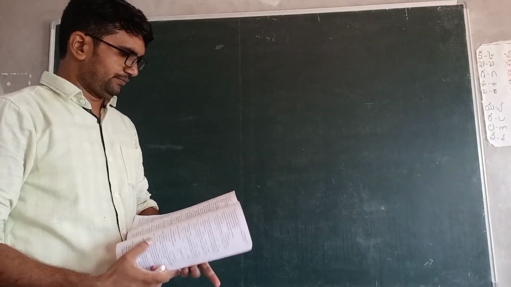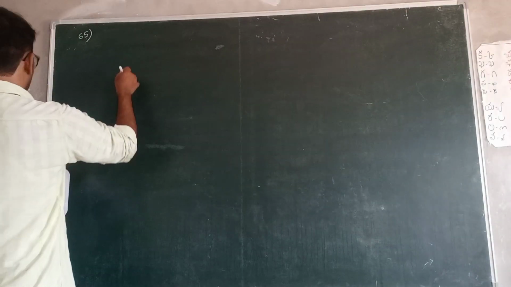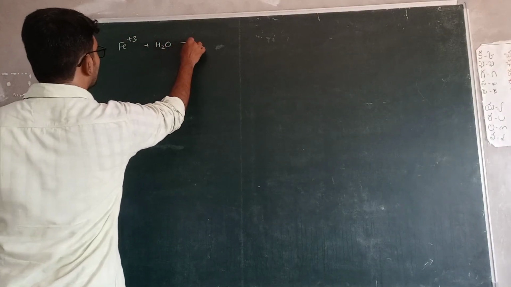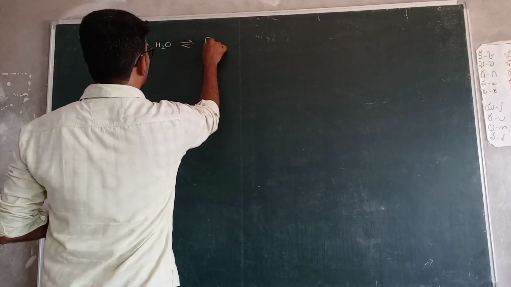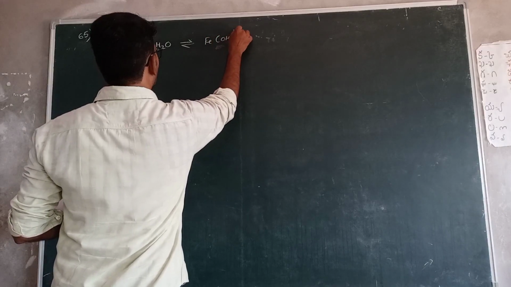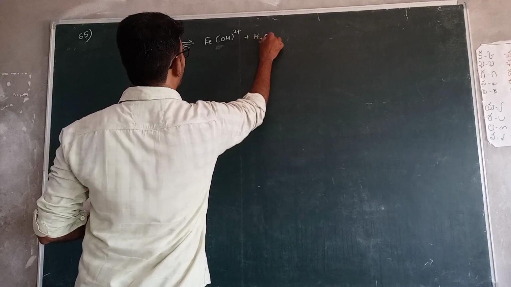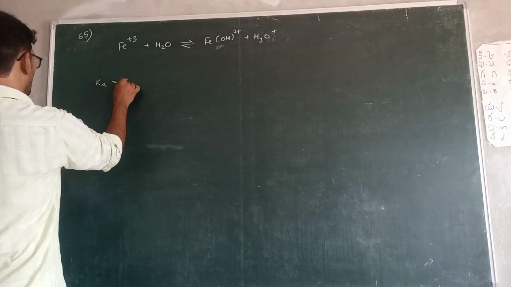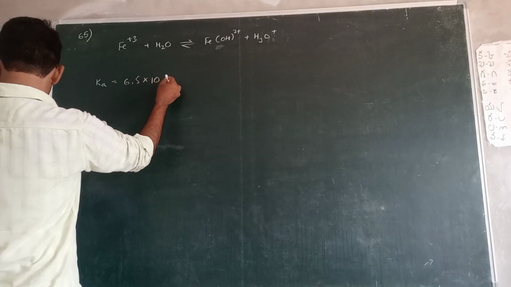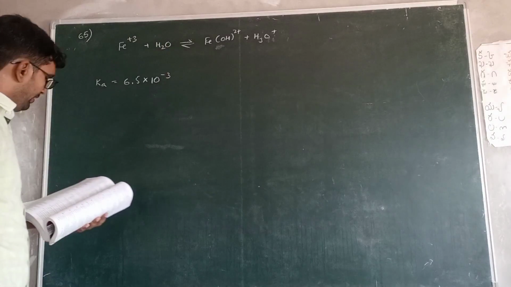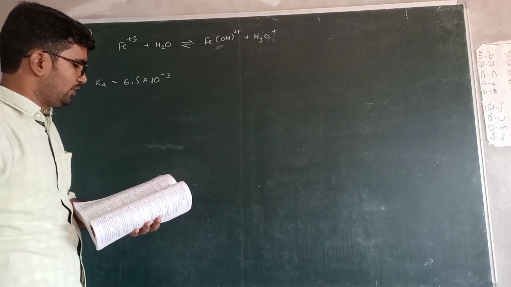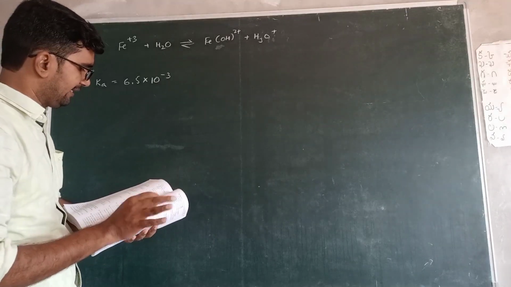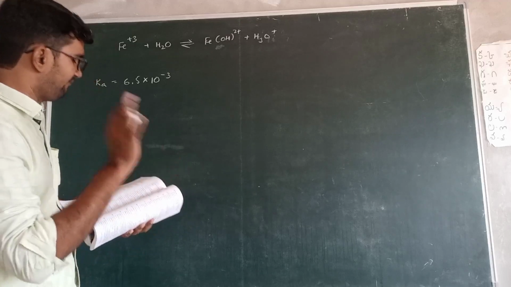Next one, 65. Given reaction: Fe3+ plus H2O gives rise to Fe(OH)2+ plus H3O+. Now for this one K value is given, K is equal to 6.5 into 10 to the power of minus 3. What is the maximum pH value which could be used so that at least 80% of the total iron 3 in a dilute solution exists as Fe3+?